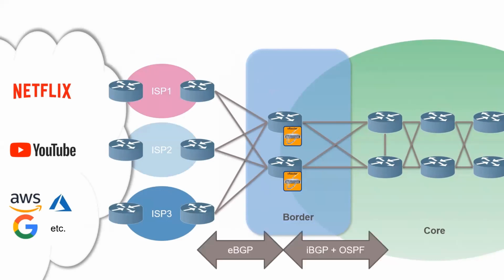eBGP is used with the transit routers to exchange external routing information, and iBGP and OSPF are used with the core network to propagate the routes. We will use an Ixia traffic generator to simulate the internet traffic at 20 gigabit per second.